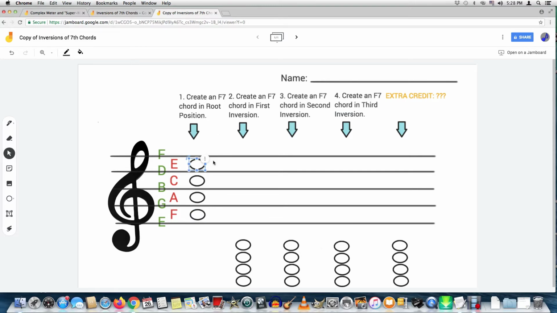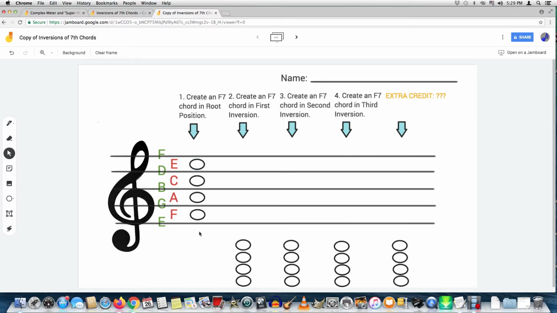F is the root. E is the 7th step away from F, the 7th note away from F. And we know that because if we counted F as 1, go up to G, that's 2, go to A, that's 3, go to B, that's 4, go to C, that's 5, go to D, that's 6, then when we finally arrive at E, that's 7.